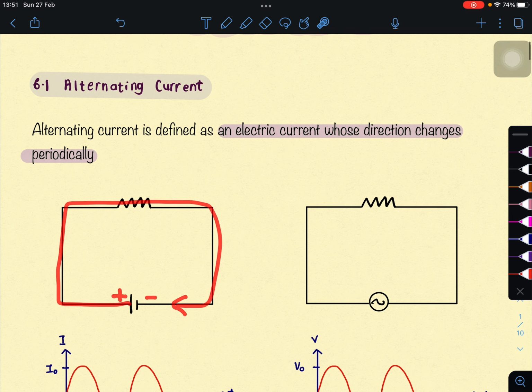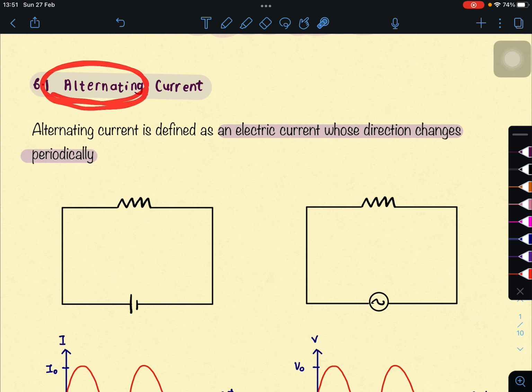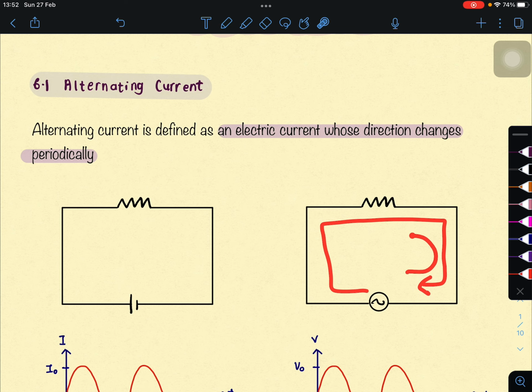Okay, in AC, the word alternating here means that it will always alternate, changing direction. So it will change direction periodically. Periodically means from time to time. So when we have a component connected to an AC power supply, this is the symbol that we are going to use to represent an AC power supply. We will notice that the current will keep on changing direction.